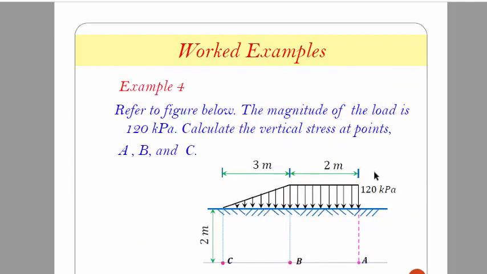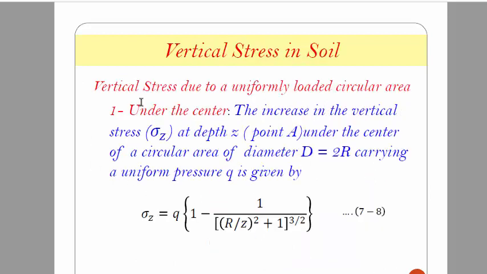So according to the magnitude of the load, which is 120, and this distance 2, 3, calculate the vertical stress at points A, B, C. Z is 2 meter. That's very simple. So next, students, is the vertical stress calculation due to a uniformly loaded area.